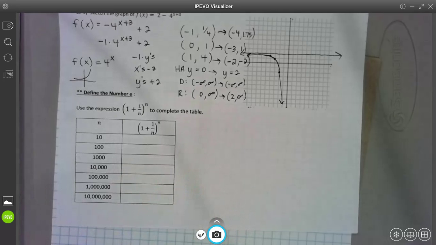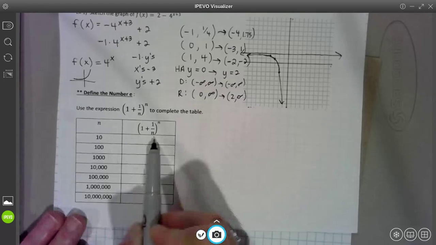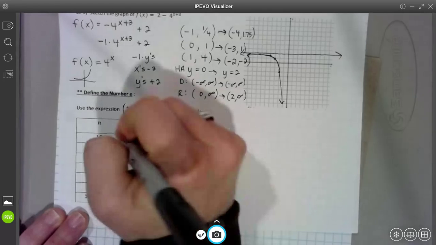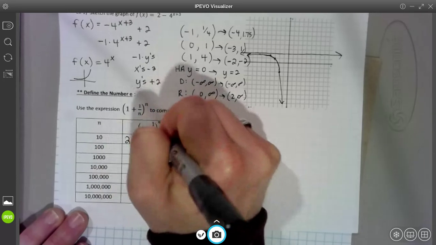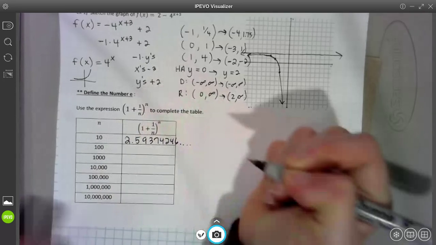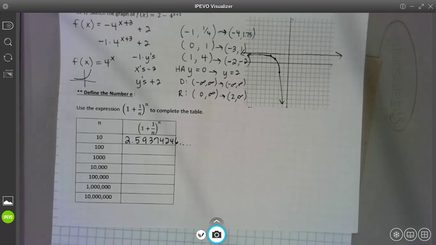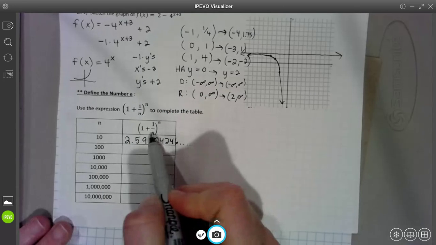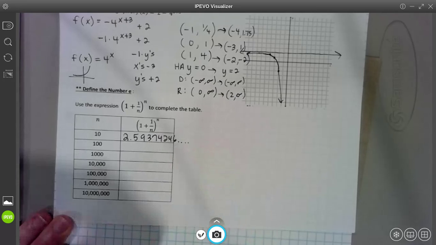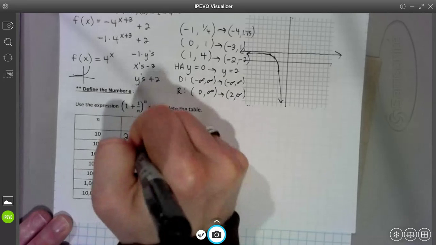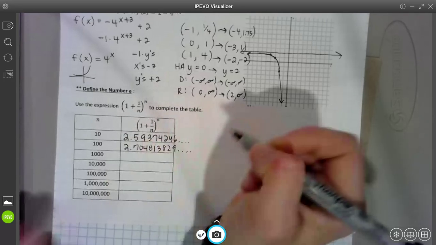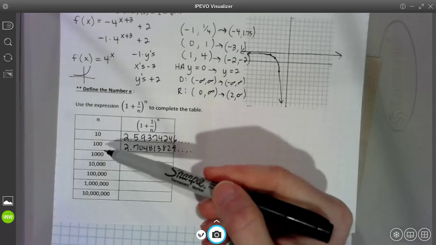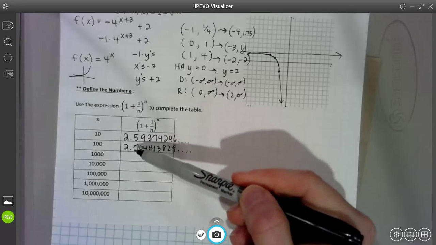Normally I would have you fill this chart in, but to save time, I'll let you know. When they let n be 10, the expression equaled 2.59374246, and it just kept going. Then they asked, what happens when n is 100? They plugged in 1 plus 1 over 100 to the power of 100, and the number became 2.704813829, and so on. The difference between 10 and 100 is huge, but the number barely changed.